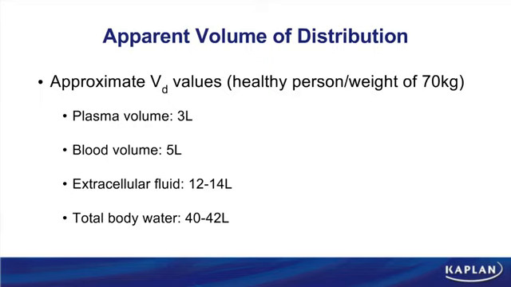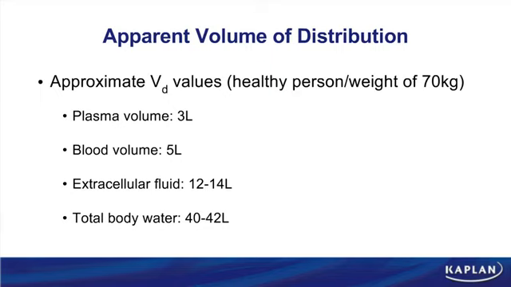Here's the way that I think about it. Lower volumes of distribution are those that sound physiologic. The numbers on this slide are all physiologic values. So if I said a drug has a volume of distribution of 5 liters, 10 liters, or 40 liters, all of those could be real physiologic values. I would call those low volumes of distribution if they're physiologic.